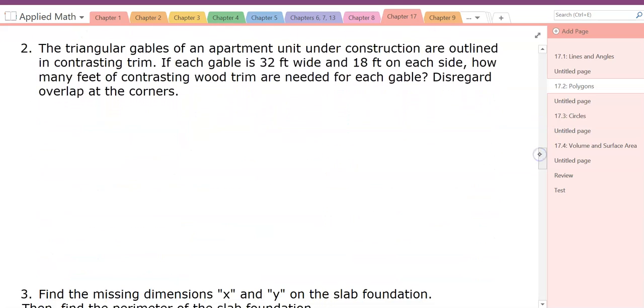Okay, this next one, we've got triangular gables of an apartment unit under construction outlined in contrasting trim. If each gable is 32 feet wide and 18 feet on each side, how many feet of contrasting wood trim are needed for each gable? And they tell us to disregard any overlap. So you guys take a minute, figure out what the perimeter of this shape would be.